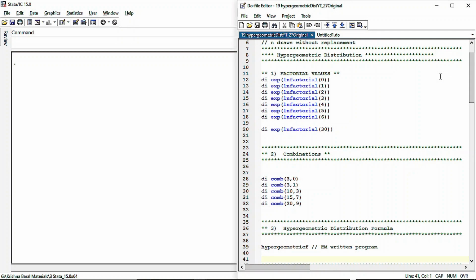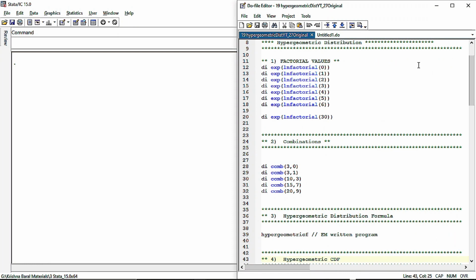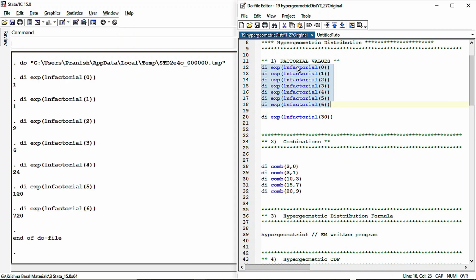In this video, we will discuss the hypergeometric distribution. Before that, let us see some of the useful functions. First of all, the factorial values. Let us learn to calculate the factorial values. In Stata, we'll calculate the factorial values by using this expression.